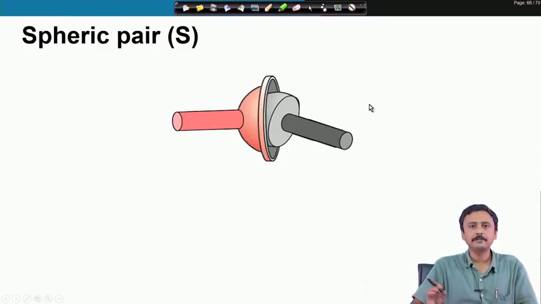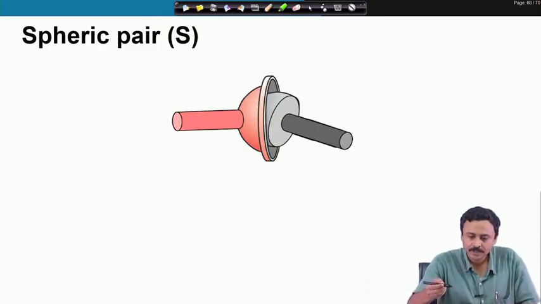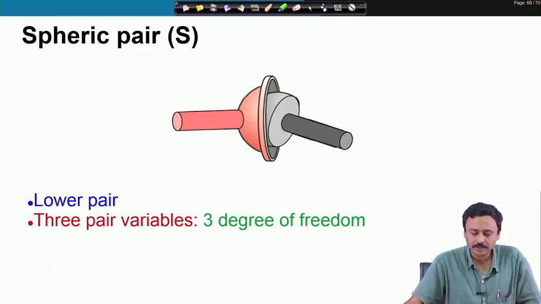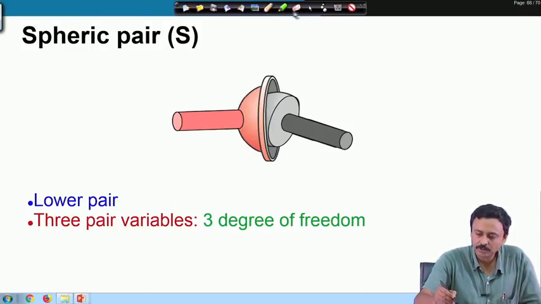A spheric pair, typically we call this a ball and socket joint. Again this is an area contact, so it is a lower pair. It has got 3 pair variables. So, it has got 3 degrees of freedom. Just to understand what are these 3 pair variables.